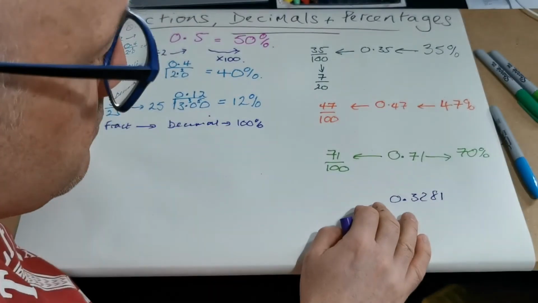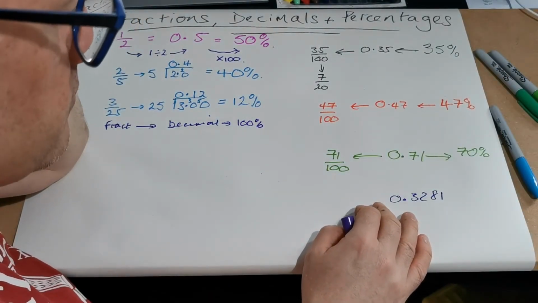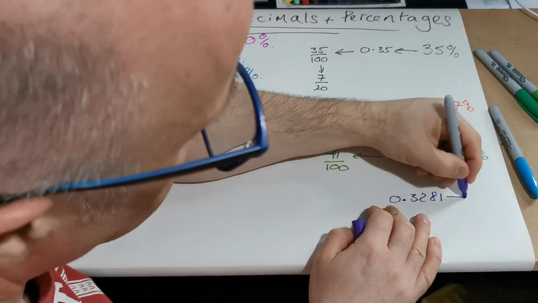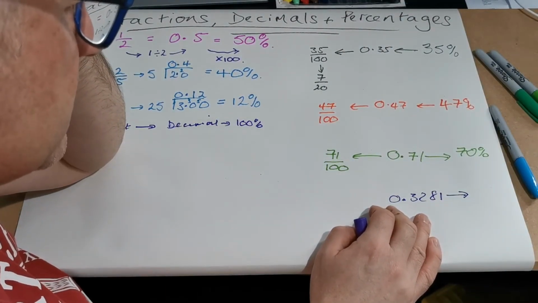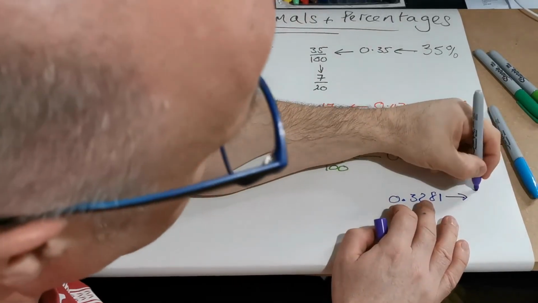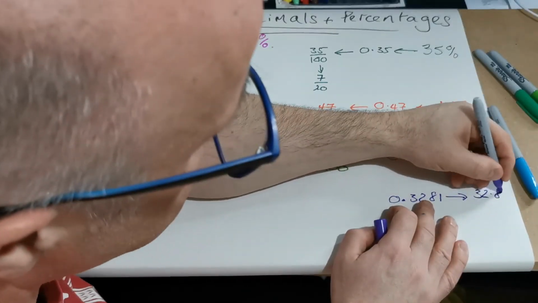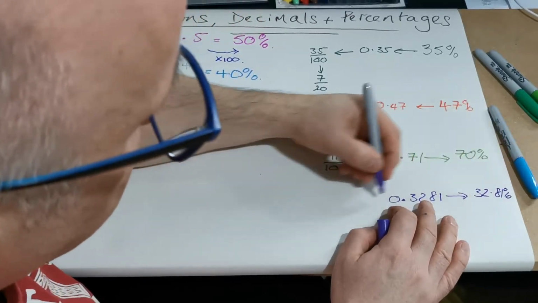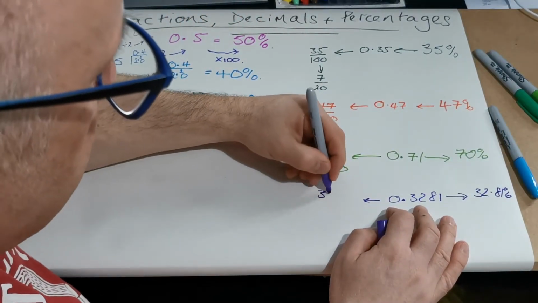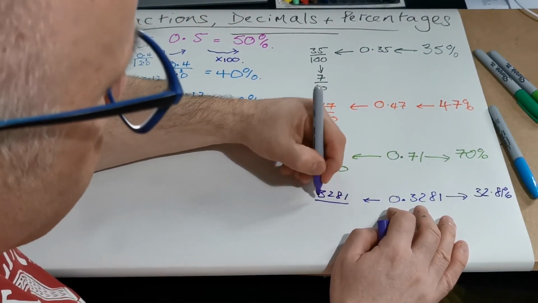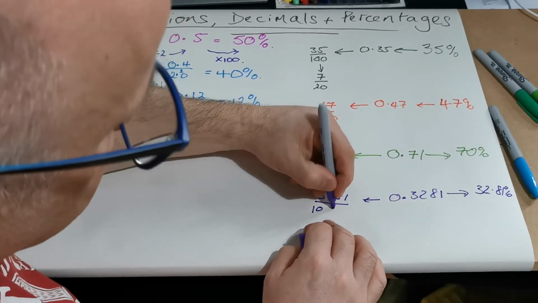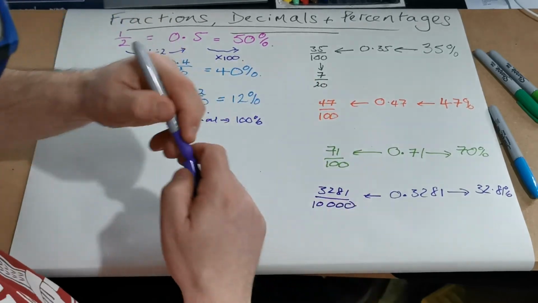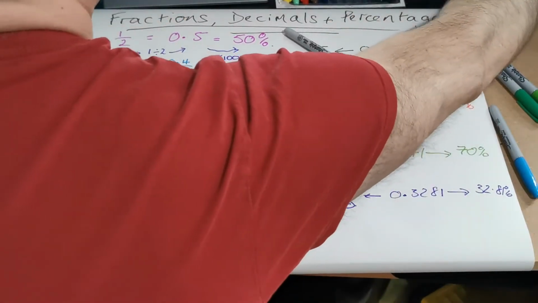What about if we went for something like 0.3281? Now, if I was to change that to a percentage, times by 100, 32.81%. Here I would be going 3281 over, I've got 4 decimal places, so I need 4 zeros, 10,000. I've got to cancel that down.